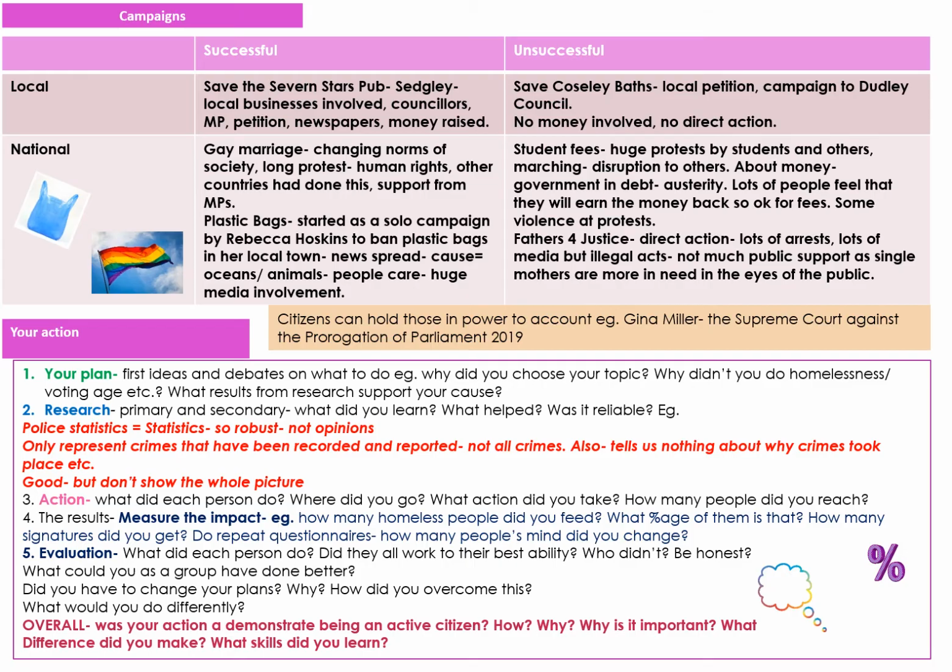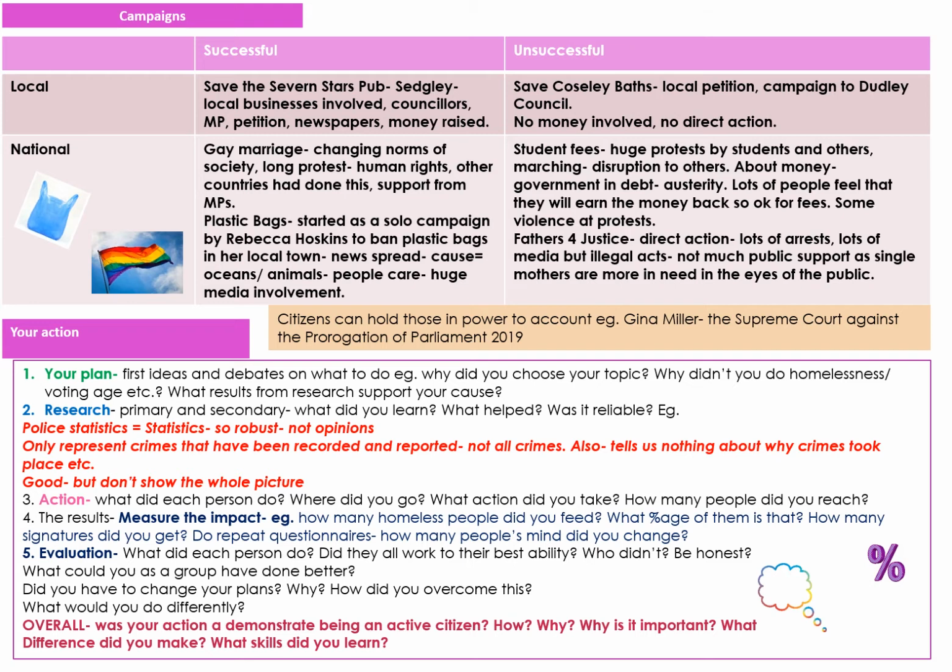Another successful national campaign will be the plastic bags, and if you remember, this started off as individual action by Rebecca Hoskins, a nature photographer, who wanted to ban plastic bags just in her local town, so her local community agreed to it. They all stopped using plastic bags in her little village, and then this spread to the whole of the UK. Because of that, now people care about the environment, people saw that it could be done in this local community, and they took on this, and now you have to pay for plastic bags across the whole of the UK.